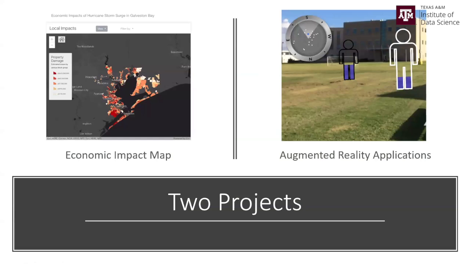The first is an economic impact map that I prepared through a Texas GLO funded project. And the second is going to be a pair of augmented reality applications. The first of which is shown here, developed 5 or 6 years ago now using Wikitude. And then I'm currently working on a new version of this, which I'll say a little bit about towards the end.